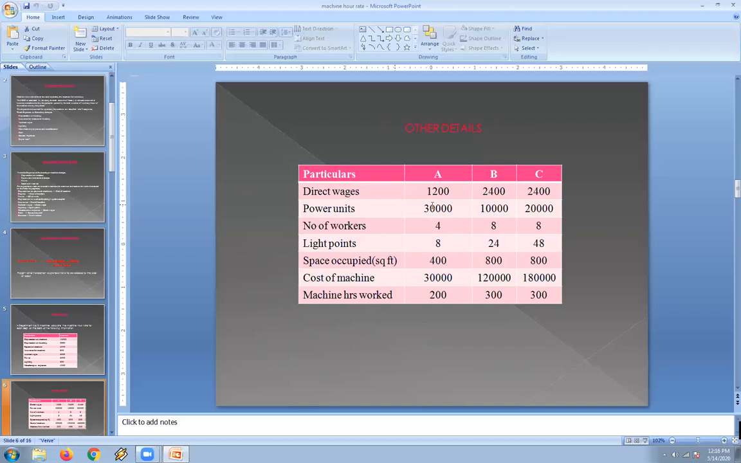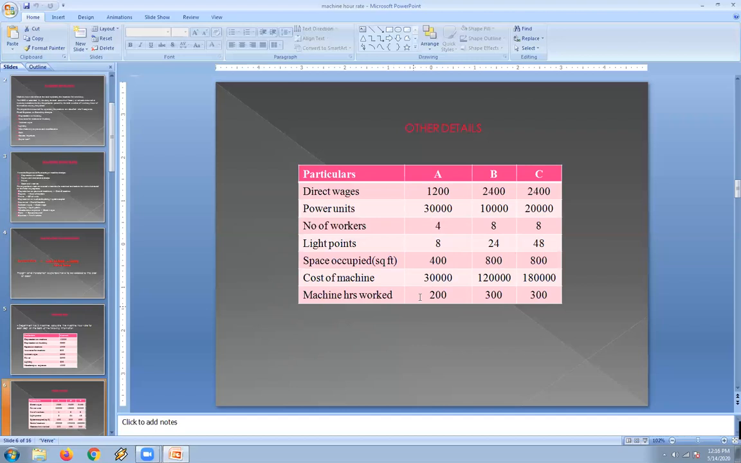That is, direct wages for all the 3 machines are given. Direct wages incurred for machines A, B, C are 1,200, 2,400 for B and C. The power consumption in units is 30,000 for machine A, 10,000 for machine B, and 20,000 for machine C. The number of workers in machine A is 4, and B and C have 8 workers. The light points used for machine A are 8, for B 24, and for C 40. The area occupied in square feet is 400 for A, 800 for B, and 800 for C.